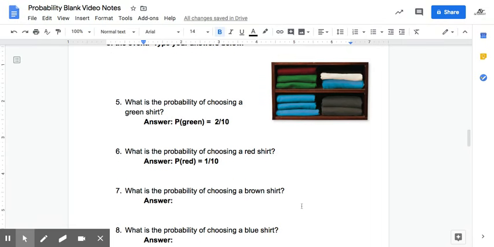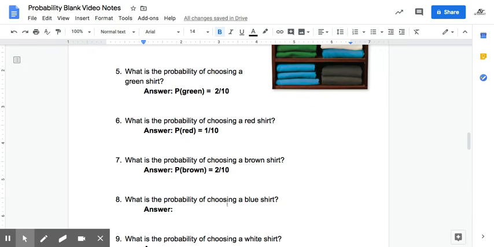Okay, number 7. What is the probability of choosing a brown shirt? Set up my notation correctly. I simply have to count how many brown shirts are in this shelf. There are 2 brown shirts, so my numerator is 2. My denominator is my total possible outcomes, which are 10. So my probability for choosing a brown shirt is 2/10.